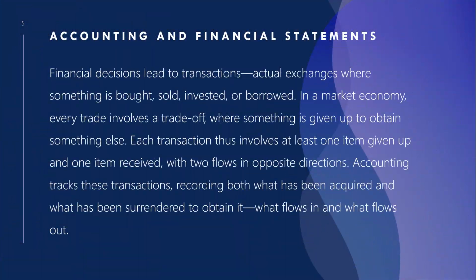Financial decisions lead to transactions, actual exchanges where something is bought, sold, invested, or borrowed. In a market economy, every trade involves a trade-off, where something is given up to obtain something else. Each transaction thus involves at least one item given up and one item received, with two flows in opposite directions. Accounting tracks these transactions, recording both what has been acquired and what has been surrendered to obtain it, what flows in and what flows out.